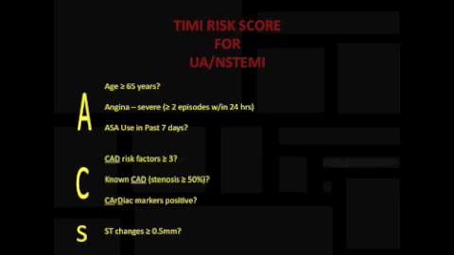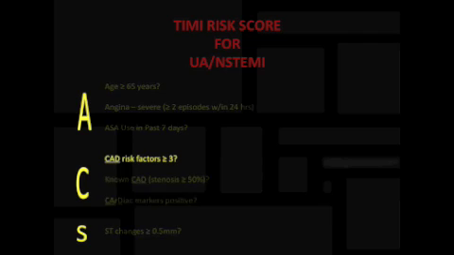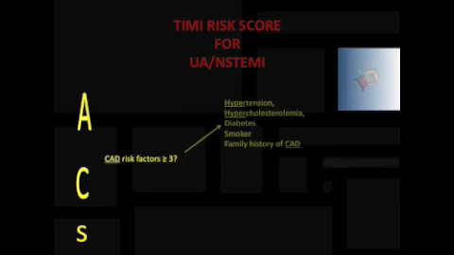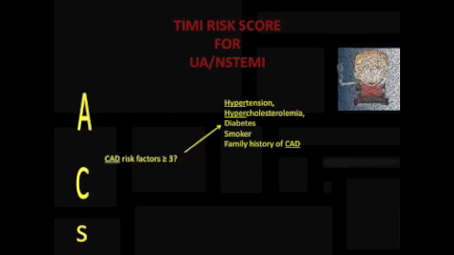Next we have 3 C's, so coronary artery disease risk factors. Now you need greater than 3 of these, but you also need to know what these are. So there's essentially 5 of these. And to remember these, let's just think of our friend Timmy for a second. He's a very hyper guy, right? So we'll just say that he has hypertension, hypercholesterolemia, and we'll just also say he smokes, has diabetes, and a family history of CAD also. So that counts as 1 point since he has greater than 3 risk factors.